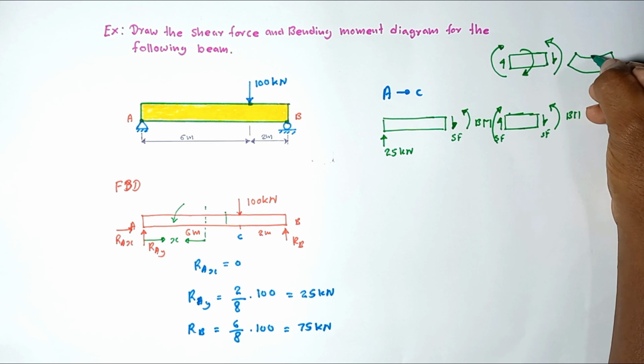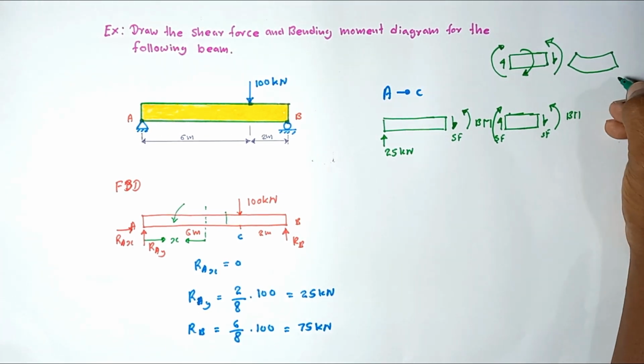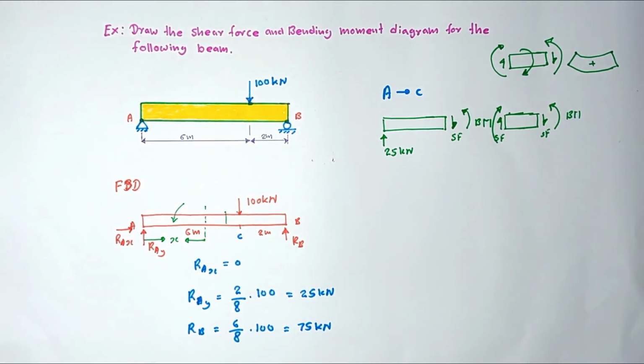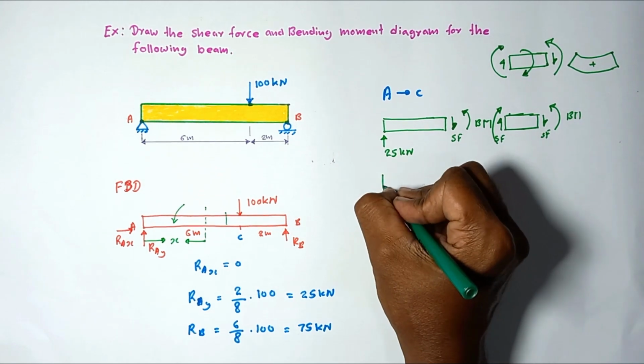That means the upper fibers are subject to compression while the lower fibers are subject to tension. This is the positive way of marking shear force and bending moment. Then let's try to obtain the equation for it.